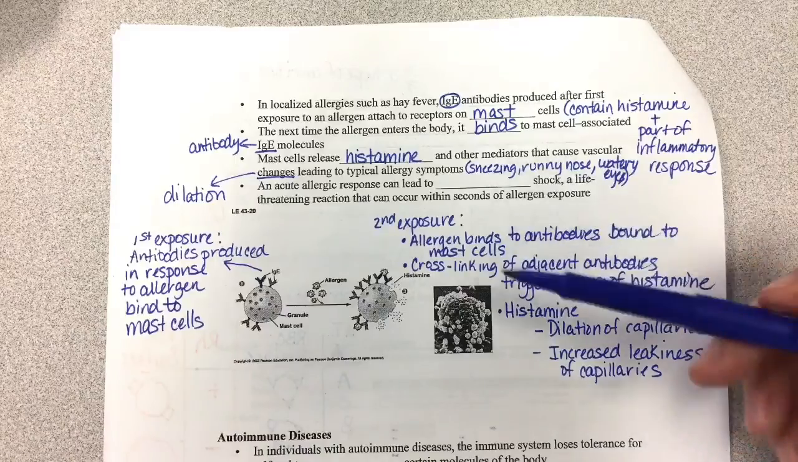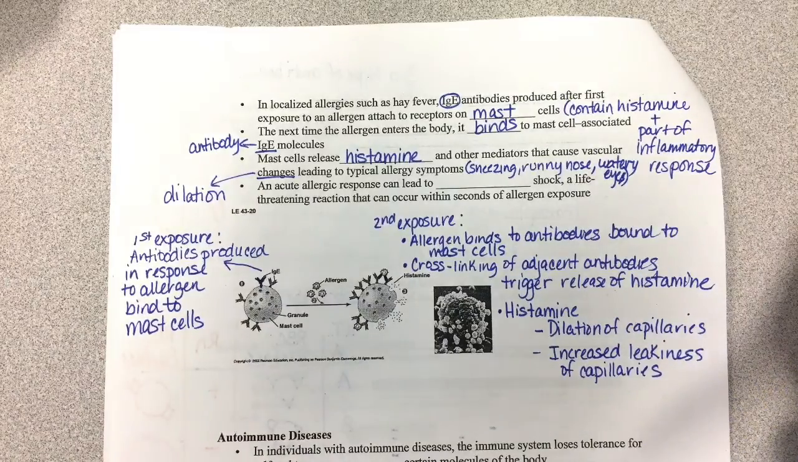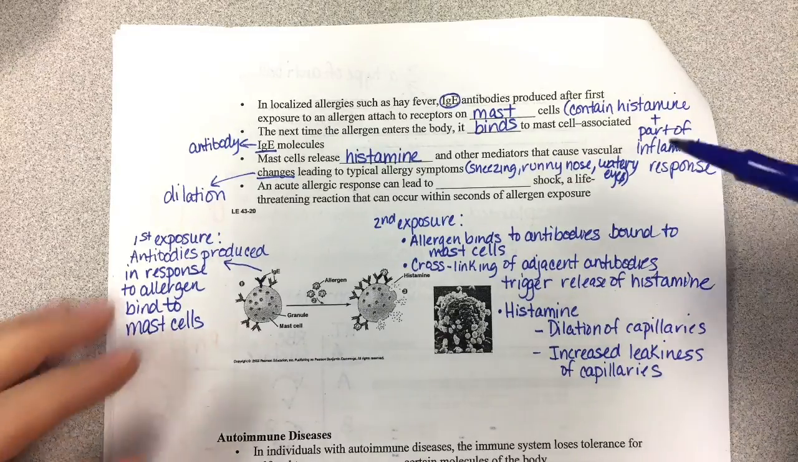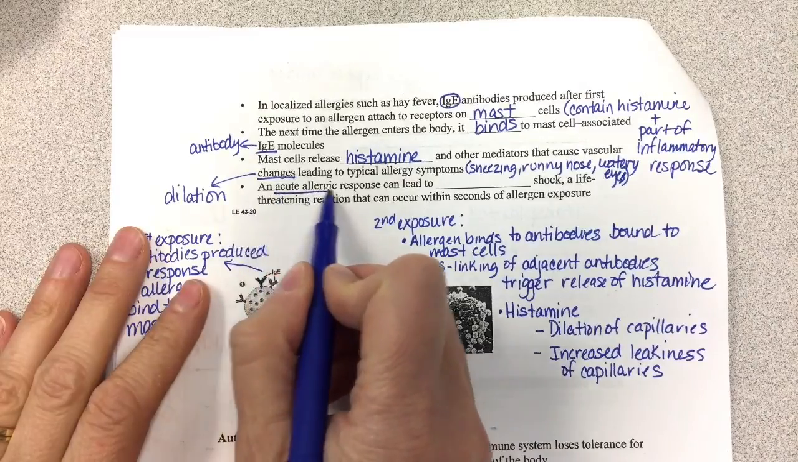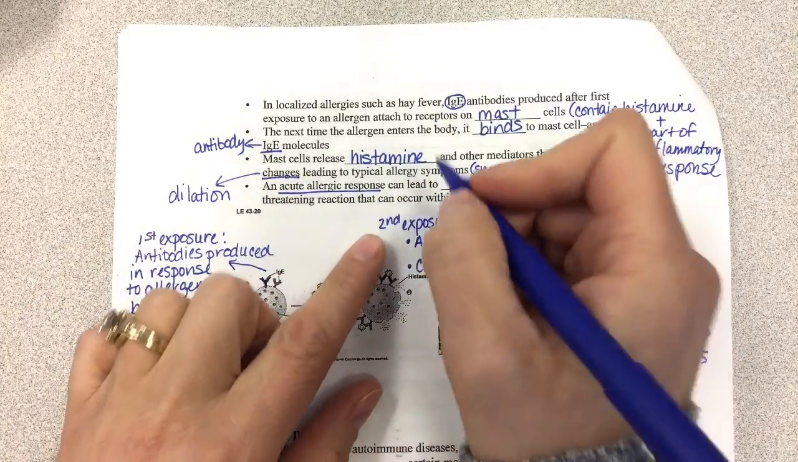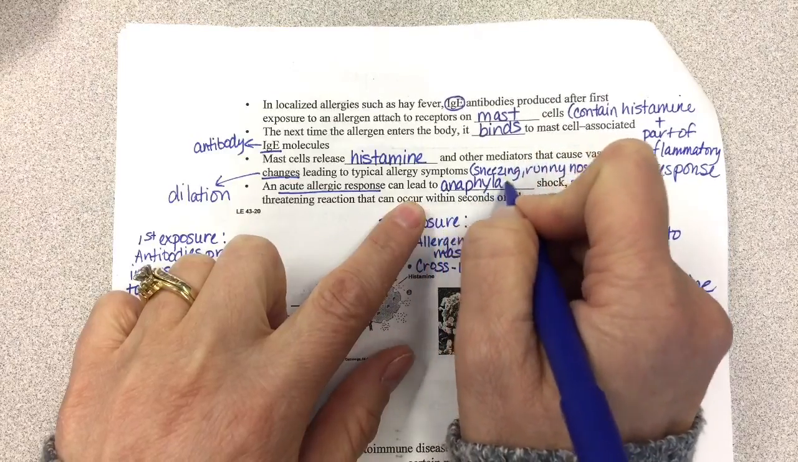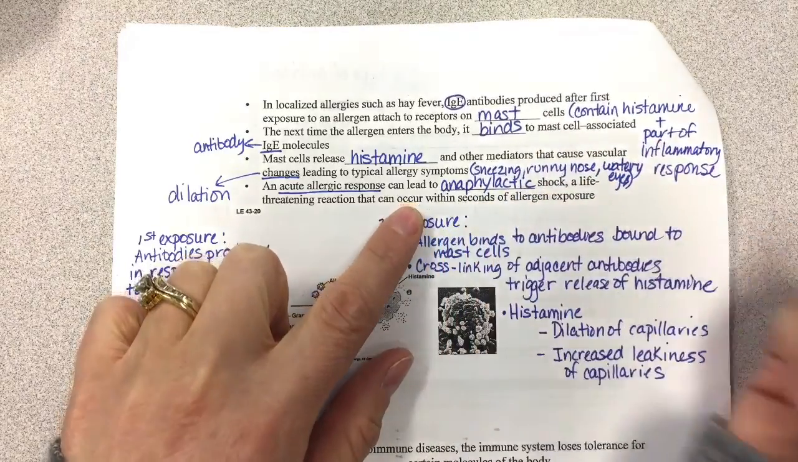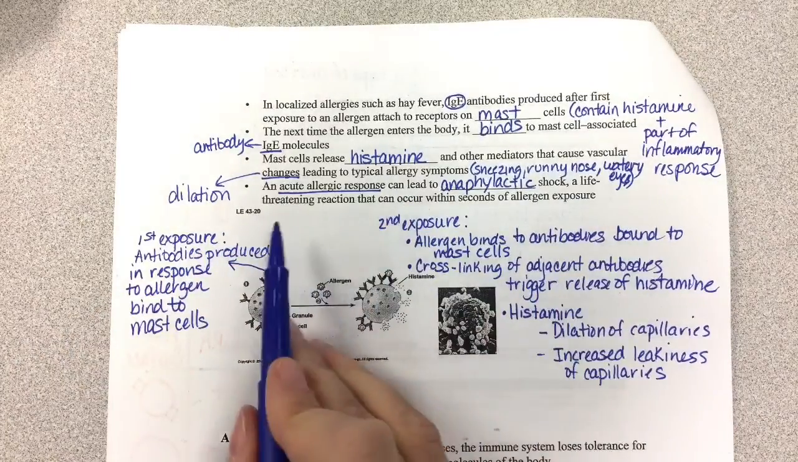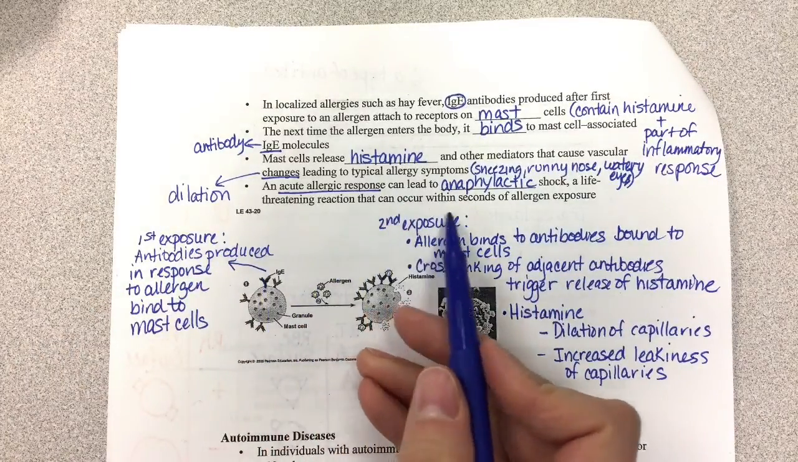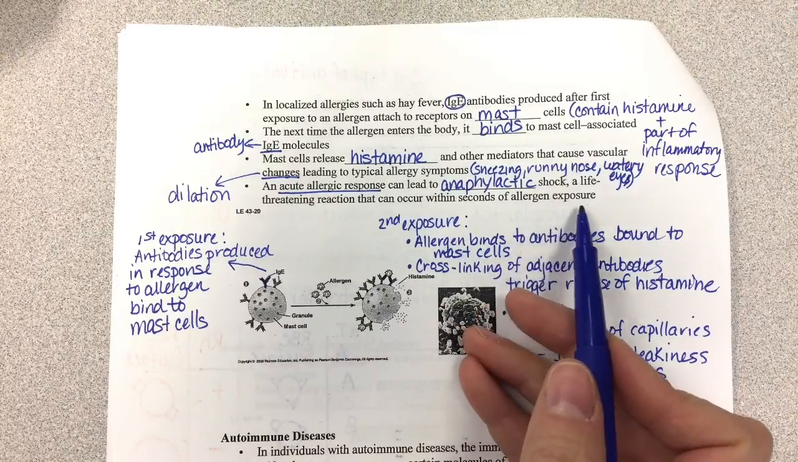And so you get the normal allergic reaction. Now, some people have a super hypersensitive reaction to a particular allergen. They call this an acute allergic response, and this can lead to what's called anaphylactic shock. It can be very life-threatening, a reaction that can occur within seconds of allergen exposure.